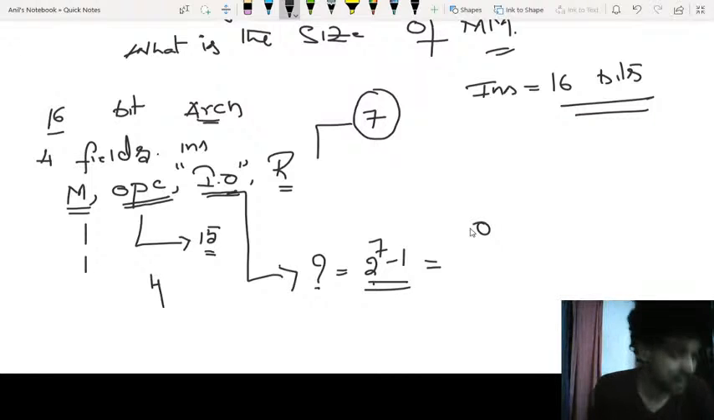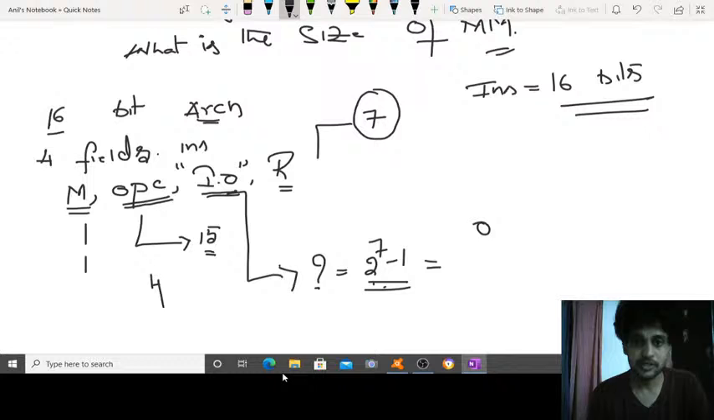Did I make myself clear? So the answer will be 2 power 7 minus 1. Total 8 digits. 1 digit will go up for the sign. In the remaining 7 digits, the maximum size which can be represented is 2 power 7 minus 1.